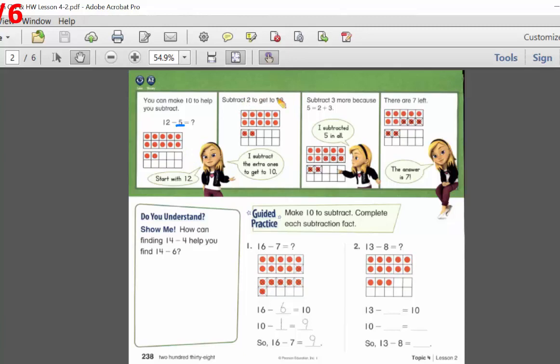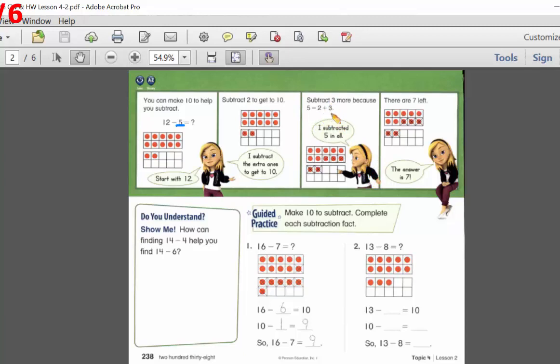First, I will subtract 2 to get to 10. So what will be the subtraction problem? 12 minus 2. I will cross out 2 because here the first digit is 2. Then, how many counters are crossed out to make 10? 2. We crossed 2. How many more counters do you need to cross out?